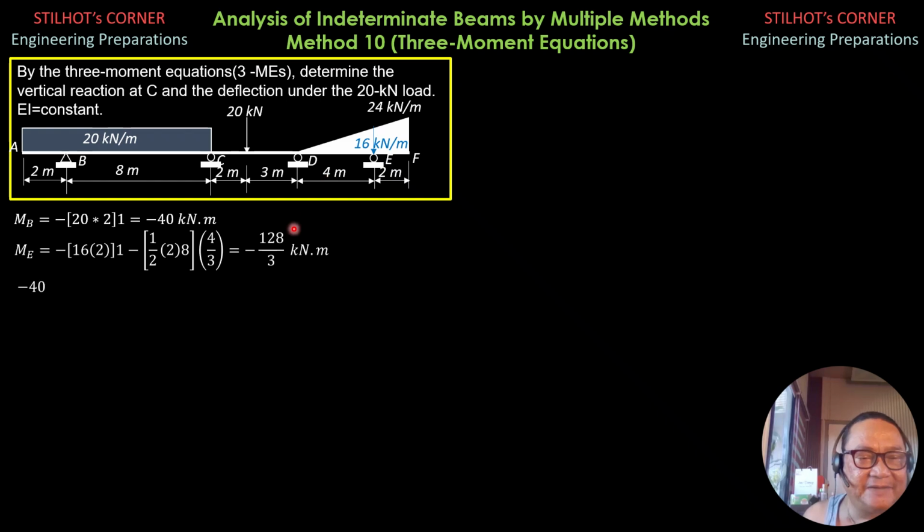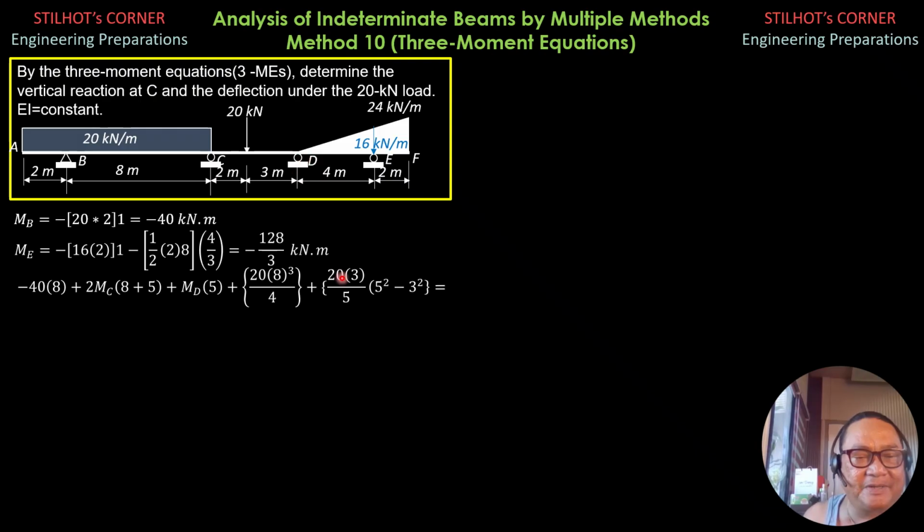So again, negative 40 times 8 plus 2 times MC, quantity 8 plus 5, plus MD times 5, plus WL cube over 4, plus 20 times 3 over 5, quantity 5 square minus 3 square equals 0. The right side supposedly is 6EI, quantity hB over 8 plus hD over 5. hB and hD are zeros when we consider supports that do not settle. Simplifying, 26 MC plus 5 MD equals negative 2432.